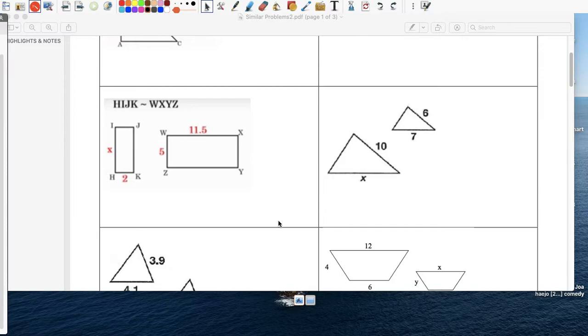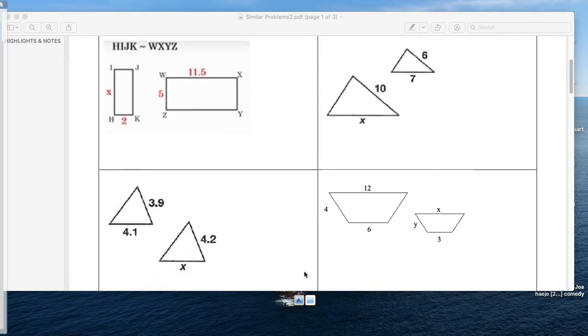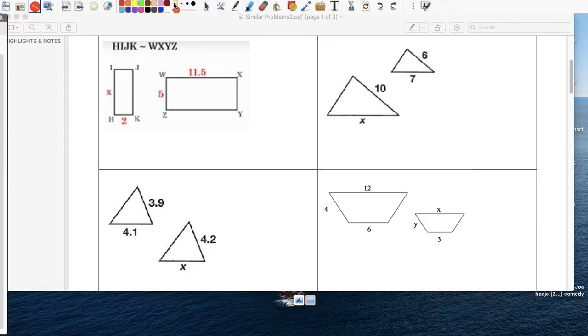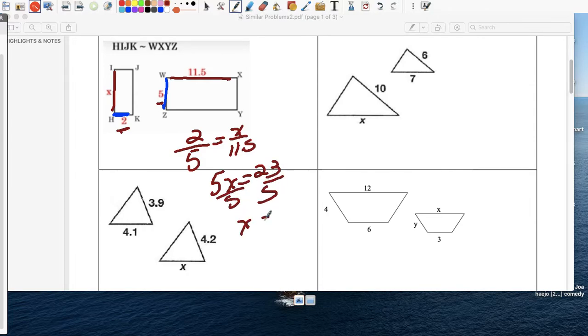Okay, so let me move this up so we can do four at a time. I'm just going to speed up things. So now again, you've got to be really careful, right? The 2 and the 5 are corresponding sides, and obviously the x corresponds with that side. So setting up a proportion, we're going to go 2 to 5, equal to the proportion of x to 11.5. Then again, cross multiply, get 5x equals 23. Divide both sides by 5, and x equals 23 divided by 5, which is 4.6.